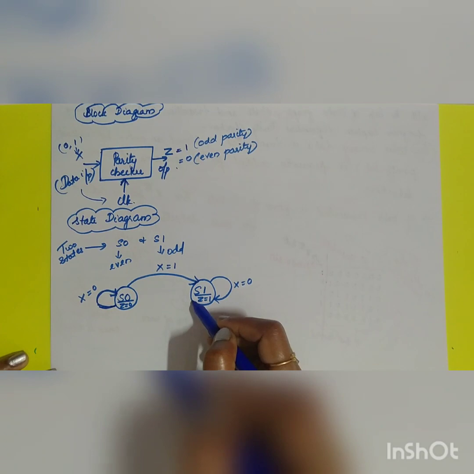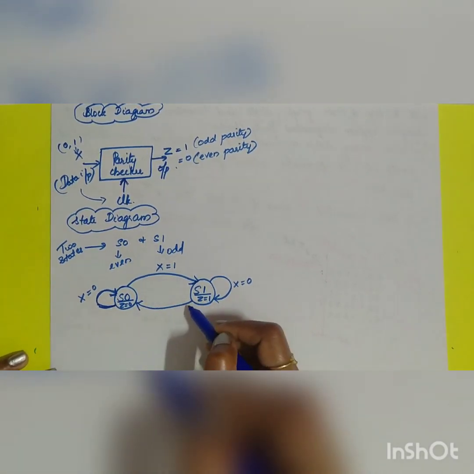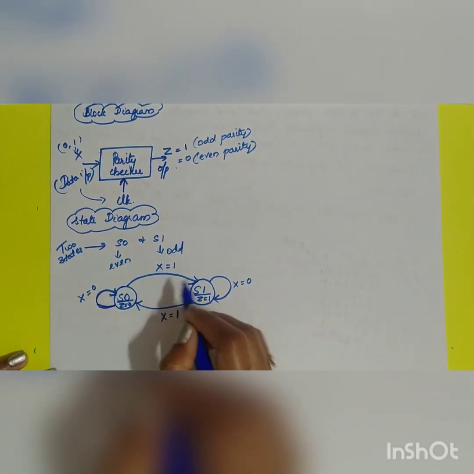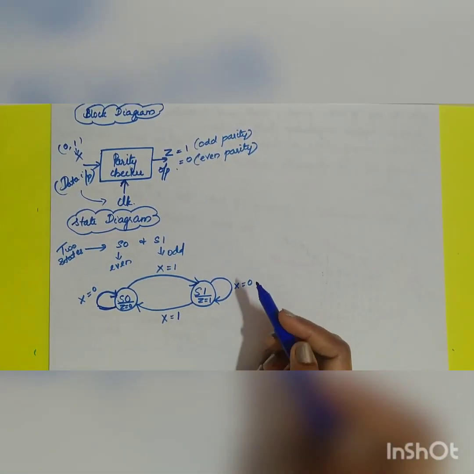Now if x is equal to 1, what happens? 1 plus 1, it will be 2. It will be even, so it will go to the next state. So if x is equal to 1, there will be a transition. So this will be your state diagram.